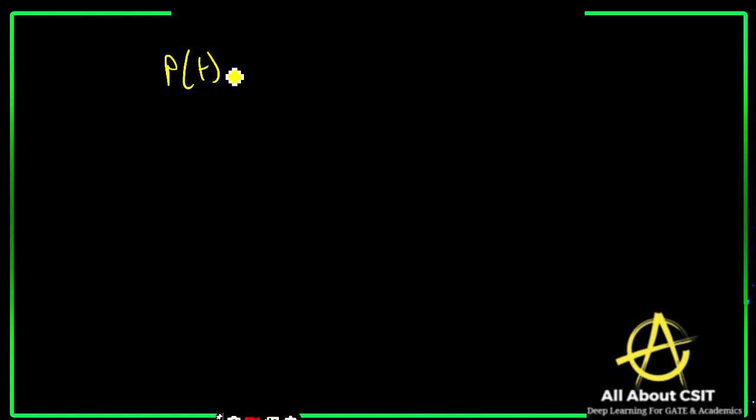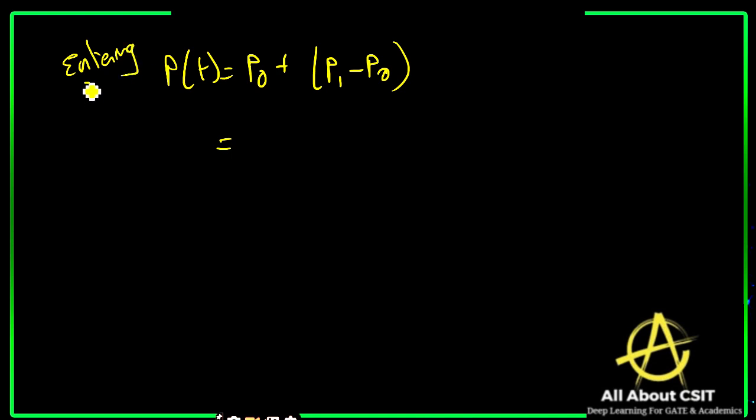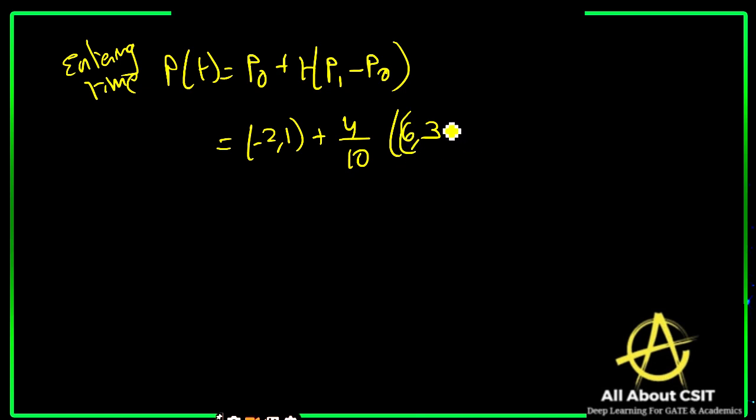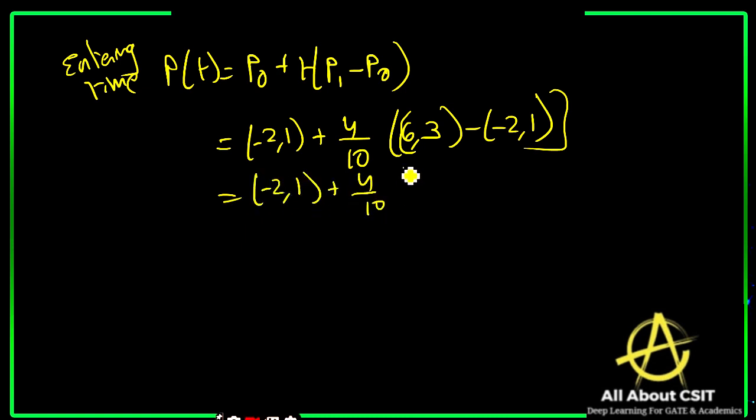So P of t is equal to P0 plus P1 minus P0 times t. Substitute at entry. Now we are seeing the entering time. P0 is minus 2 comma 1, into t. So P1 is 6 comma 3 minus 2 comma 1, and t is 4 by 10. If you perform the calculation, you will get 8 comma 2 plus 4 by 10, and finally you will get 6 by 5 comma 9 by 5.